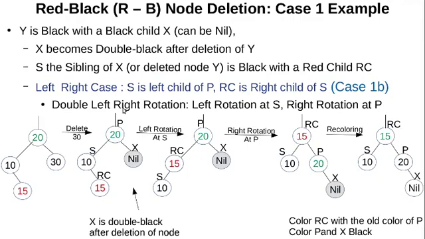Let's go through the third example, which shows the processing related to left-right case. Consider the red-black tree on the left. We aim to delete node 30, which is colored black. Node 30 is a leaf node, so its children are nil and are considered black.